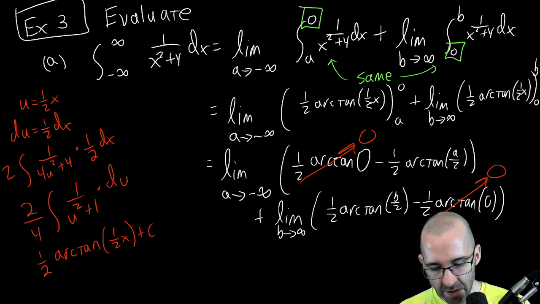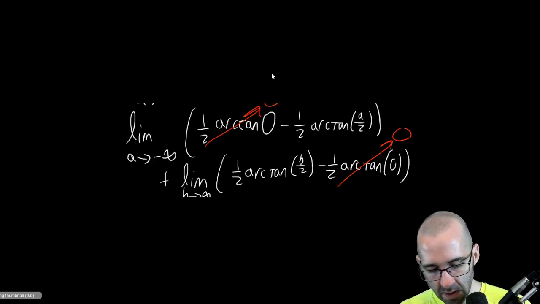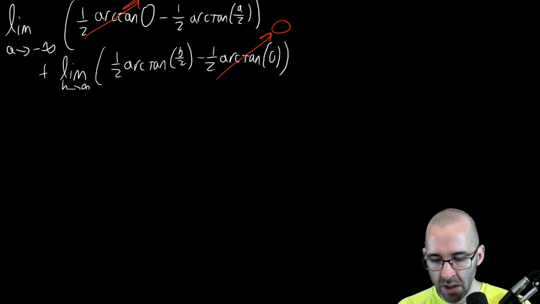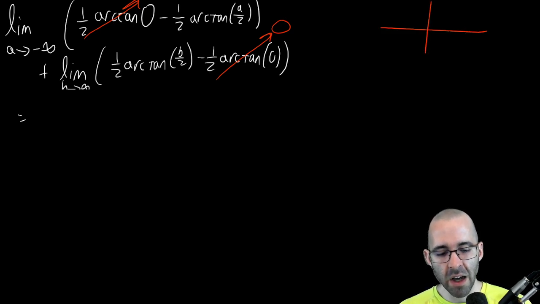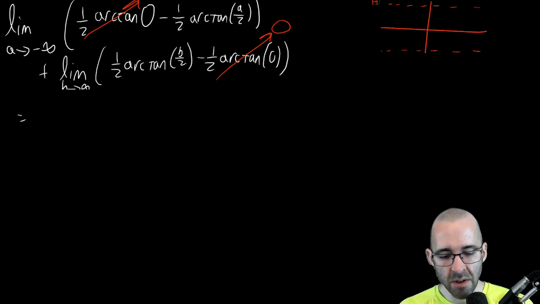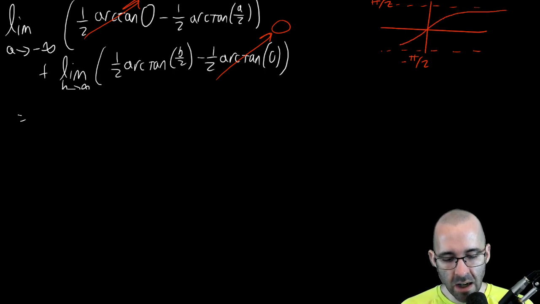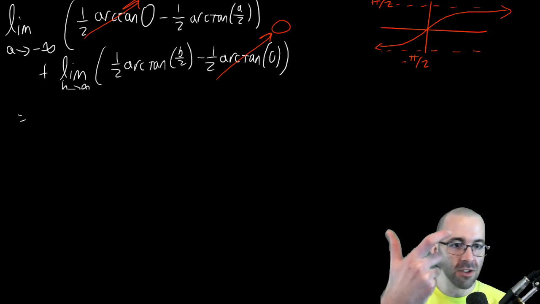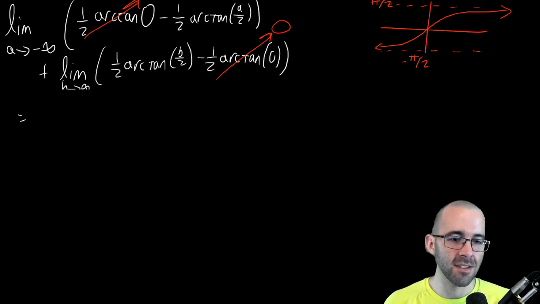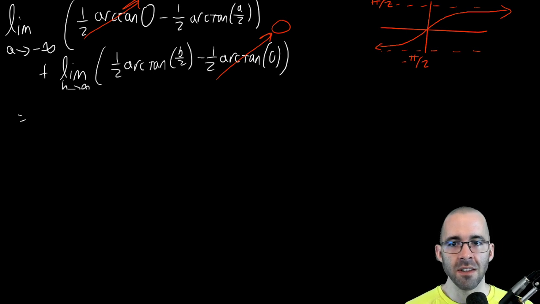So what are we left with? We're left with the limit as a goes to negative infinity. The graph of arctan actually really will help you out here. Arctan has horizontal asymptotes at pi over 2 and negative pi over 2. And it just looks like this. It's a sideways tangent. Sideways because it's an inverse function.